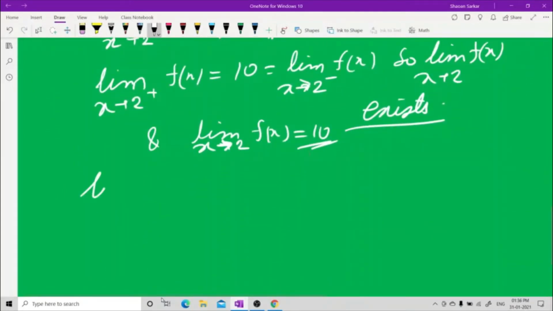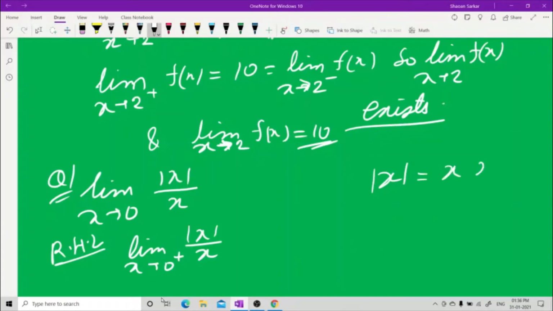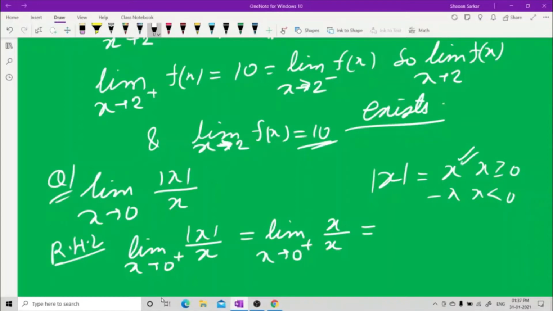Let's take this: limit x tending to 0 of mod x upon x. Now you know what is mod x. This is the question. Now see how to write. Let us take RHL: limit x tending to 0 plus mod x upon x. You already have discussed all the functions. Mod x is x for x greater than or equal to 0 and minus x for x less than 0. For x greater than 0, you have to take this function. So limit x tending to 0 plus, you take x upon x, and this becomes what? This cancels out, this comes out to be 1.